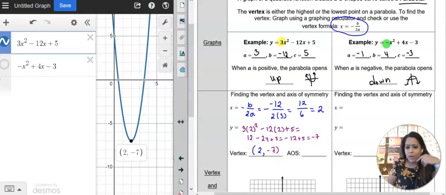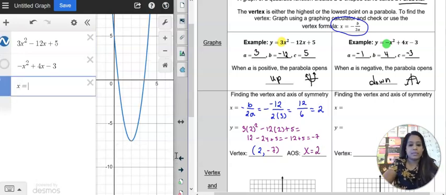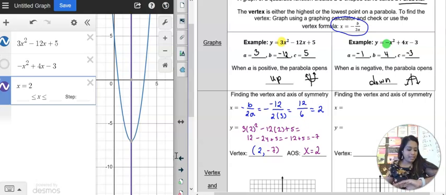Now, what is this AOS? Well, it stands for axis of symmetry. Any parabola is symmetrical, meaning the left side, if I split it right in the middle, is the same as the right side. So the axis of symmetry will always be a line. I'm going to say x equals 2. Let me graph it here for you. So x equals 2. You see how it's right in the middle right there? That is called the axis of symmetry.